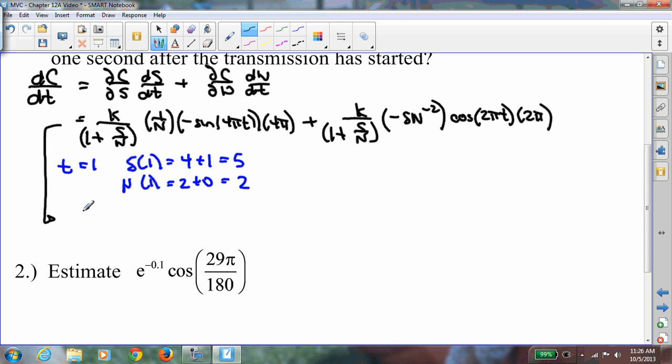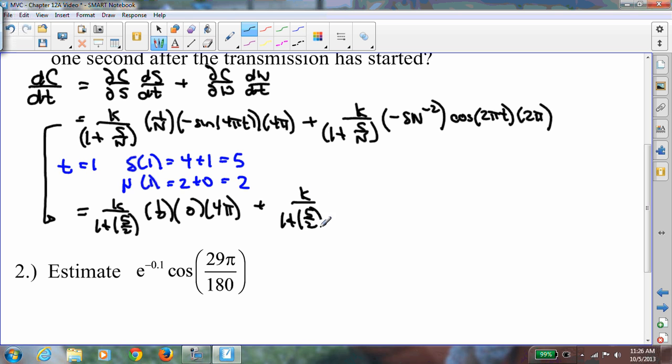So we're going to get k over 1 plus 5 halves, 1 half, sine of negative 4 pi t, oh that's 0, plus k over 1 plus 5 halves, negative 5/4, because that's n to the negative 2. Cosine of 2 pi t is 1, and this is 2 pi. So since the first part is equal to 0, this is my dc/dt.